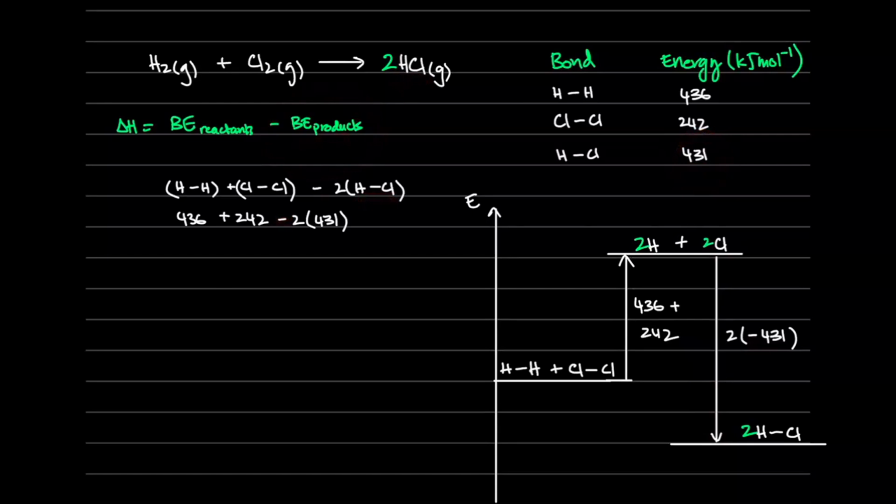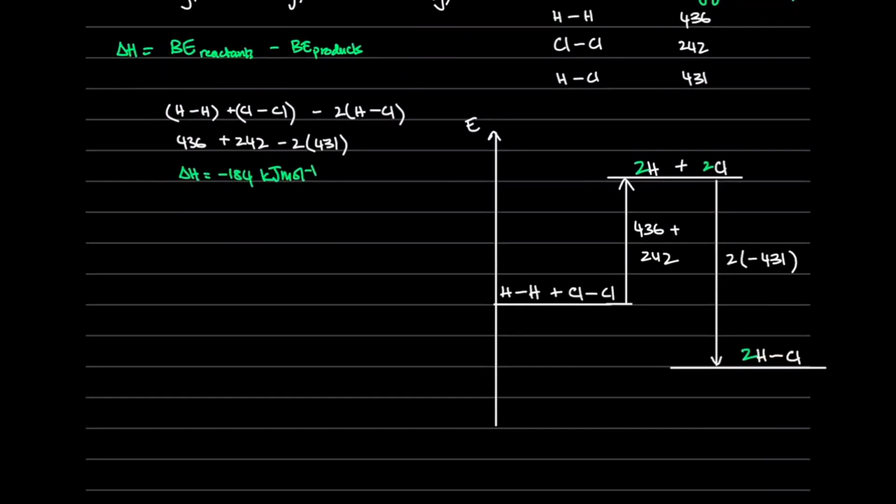Okay, so then your enthalpy change comes out to, therefore delta H is negative 184 kilojoules per mole. Okay, so the overall enthalpy change will be negative.